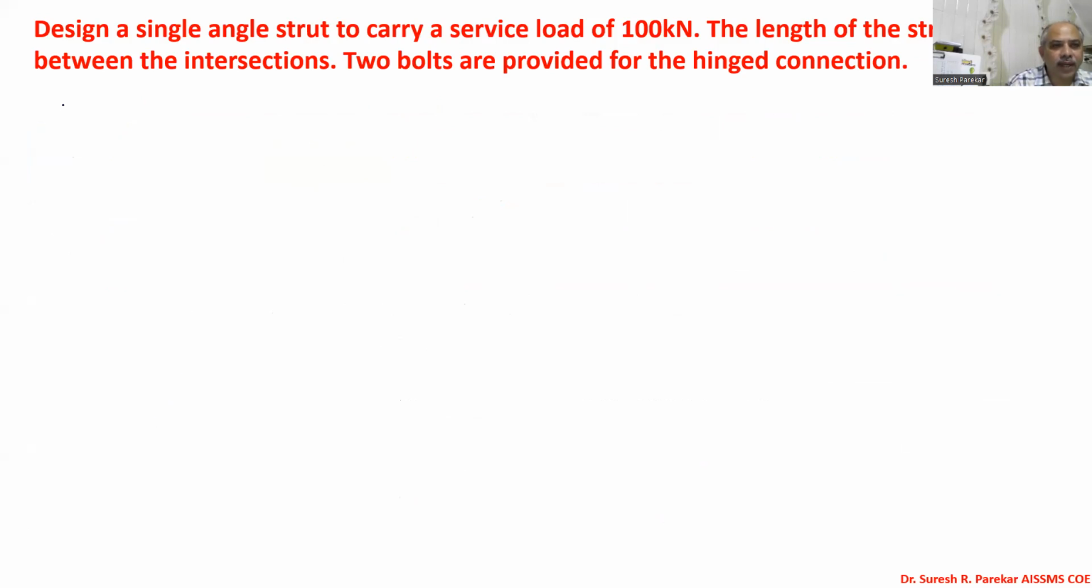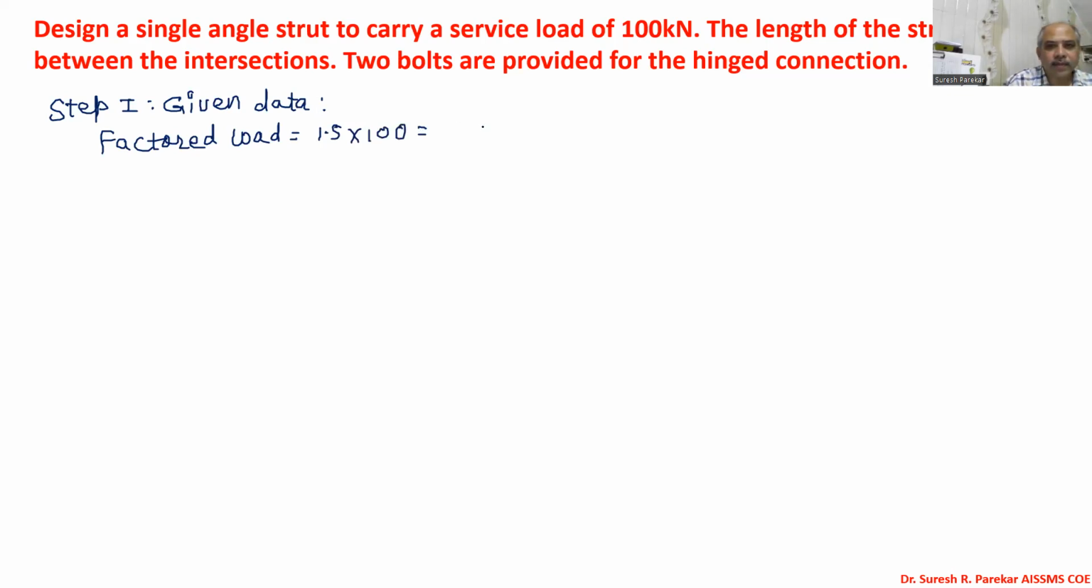So we have step 1, given data. We have the factored load, 1.5 into 100 equal to 150 kilonewton. L is given as 1790 millimeters. Then we have 2 bolts and hinge connection.